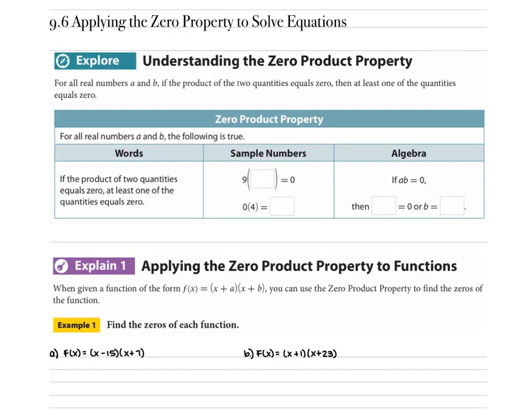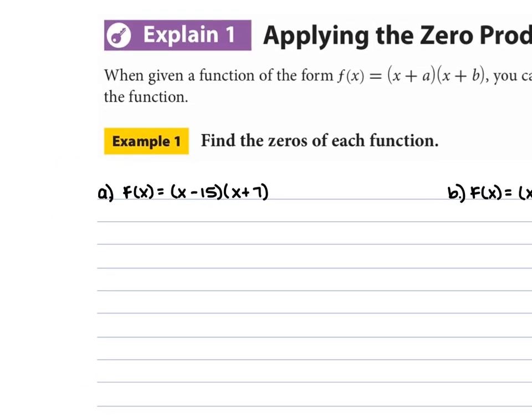So the first thing we're going to do with example A is set this equal to zero. Instead of f of x is equal to, we're going to have x minus 15 times x plus 7 is equal to zero. So we're just rewriting it. And then from here, we're going to set each part equal to zero and solve. So the x minus 15 is set equal to zero, and the x plus 7 is set equal to zero.